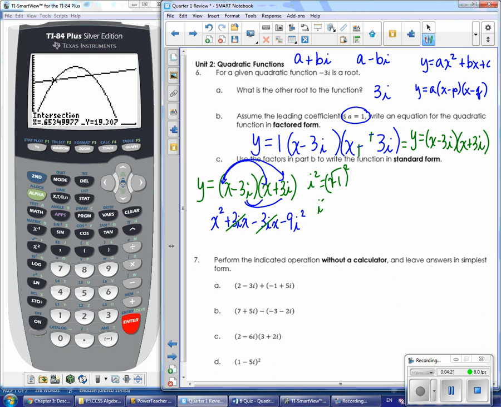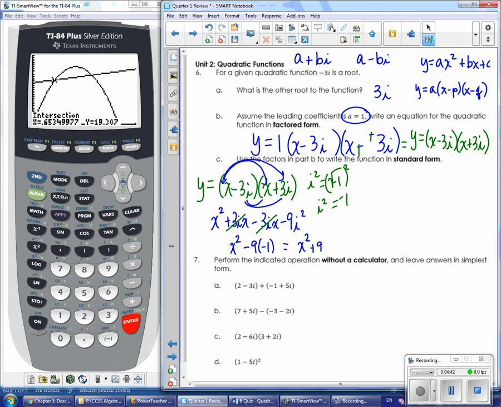And so it turns out that i squared is just the real number negative 1. So when I simplify this expression, I'm going to bring down my x squared. But my negative 9 times i squared becomes minus 9 times negative 1. And that, when I simplify it, is simply going to be x squared plus 9.